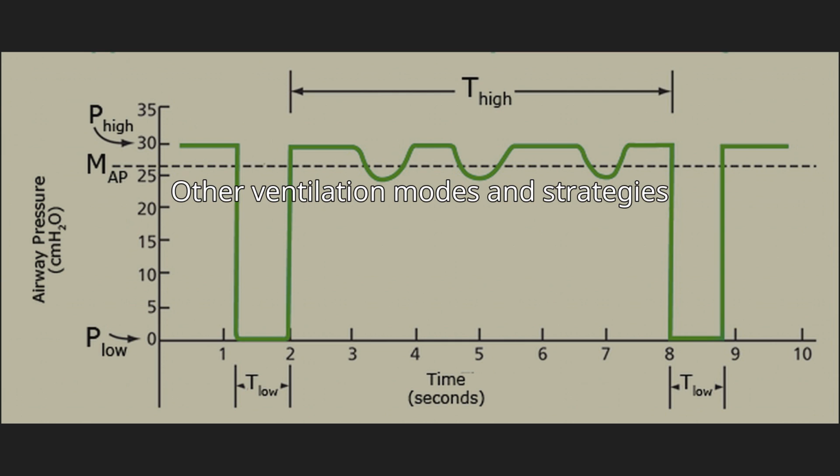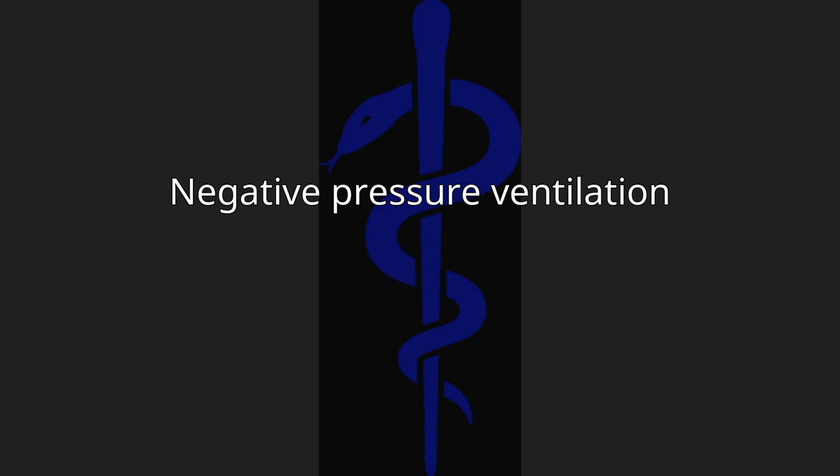Other ventilation modes and strategies. Negative pressure ventilation. Main article: negative pressure ventilator. Negative pressure ventilation stimulates or forces breathing by periodic application of partial vacuum air pressure, reduced below ambient pressure, applied externally to the patient's torso, specifically chest and abdomen, to assist or force the chest to expand, expanding the lungs, resulting in voluntary or involuntary inhalation through the patient's airway.